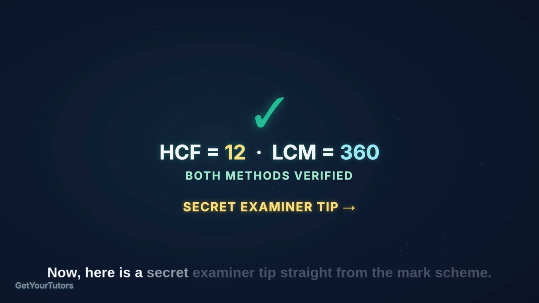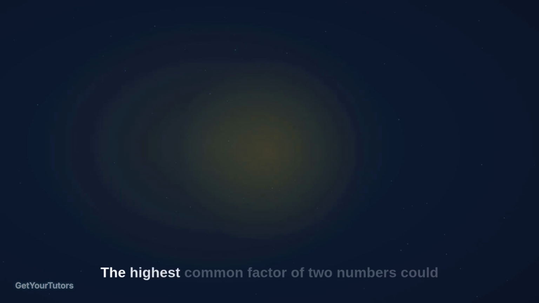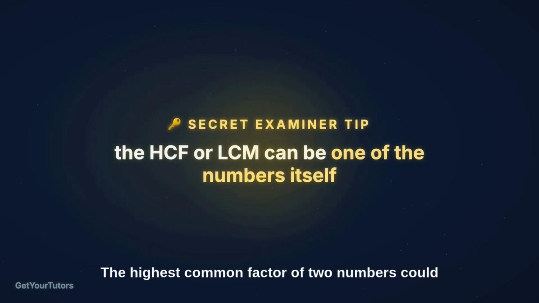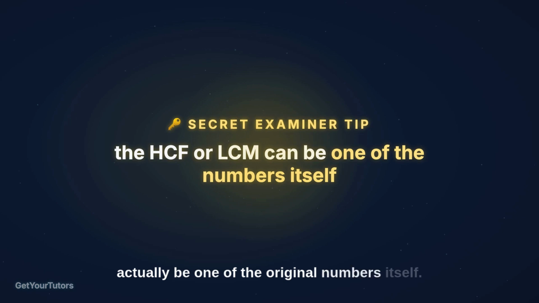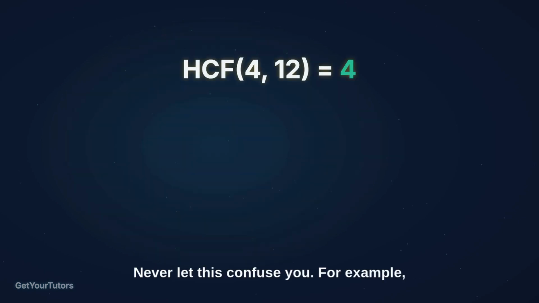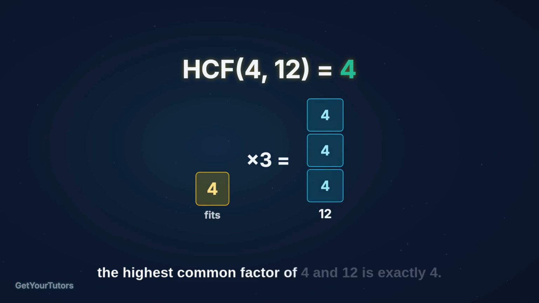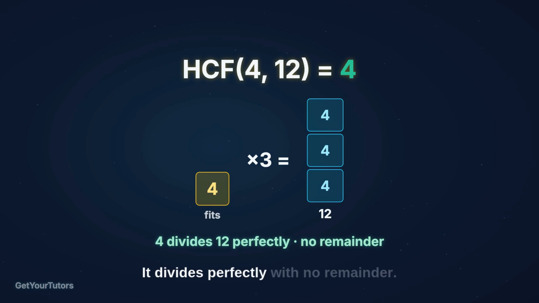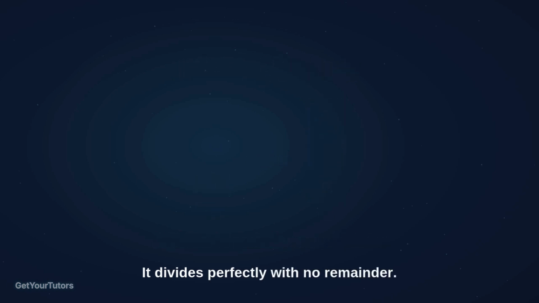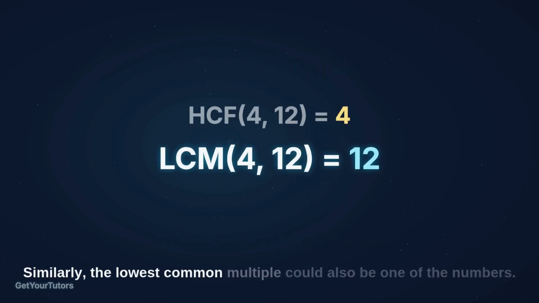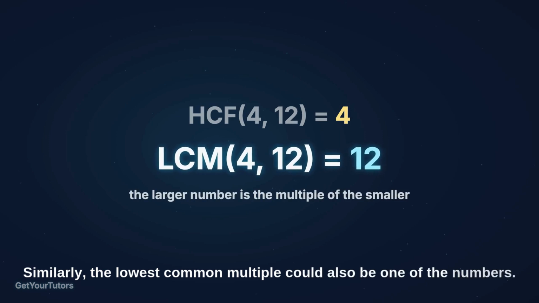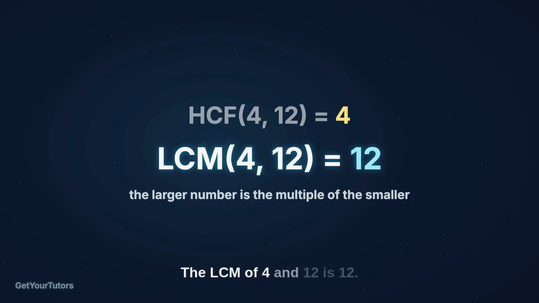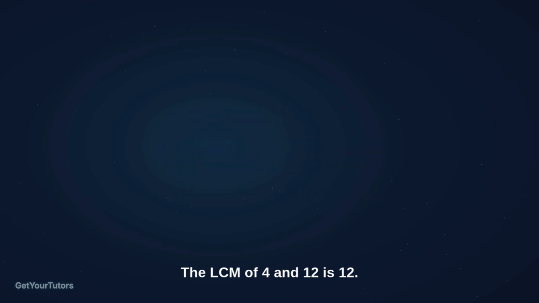Now, here is a secret examiner tip straight from the mark scheme. The highest common factor of two numbers could actually be one of the original numbers itself. Never let this confuse you. For example, the highest common factor of 4 and 12 is exactly 4. It divides perfectly with no remainder. Similarly, the lowest common multiple could also be one of the numbers. The LCM of 4 and 12 is 12.